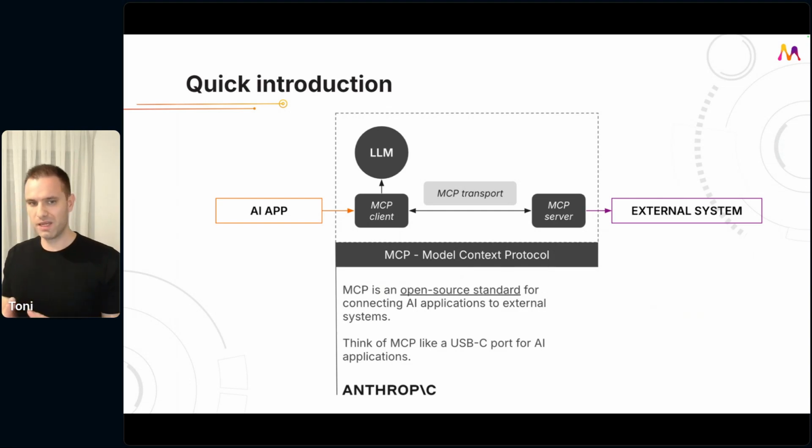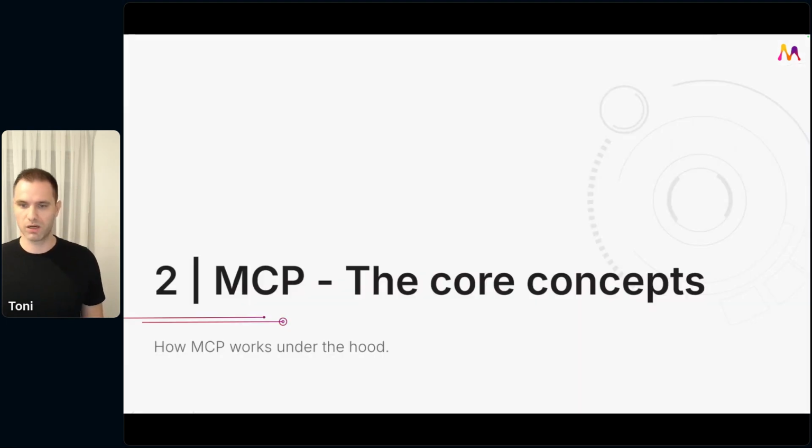So how it looks is, you have the AI app on one side, which users use, which is connected to the MCP client. The MCP client is the one talking with the LLM. Then on the other side, you have the MCP server, which is connected to your external system. It can be pretty much any system. And in between, you have the MCP transport. Those are the components of the MCP protocol, and we will now dig deeper into each one of these, so you can get a sense of how all these work together.